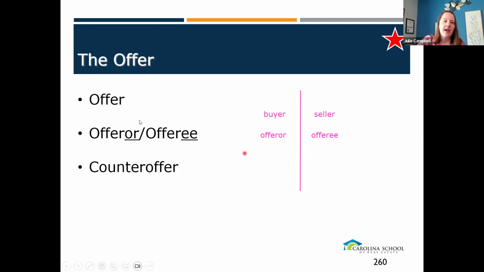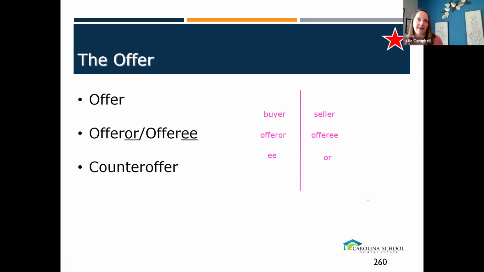In the case of a counter offer, the roles reverse. When we counter, the offeror becomes the offeree and the offeree becomes the offeror. So the buyer made the offer to the seller. The seller has three choices. They can accept it, reject it, or counter it.